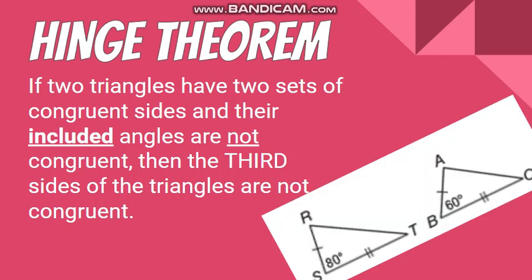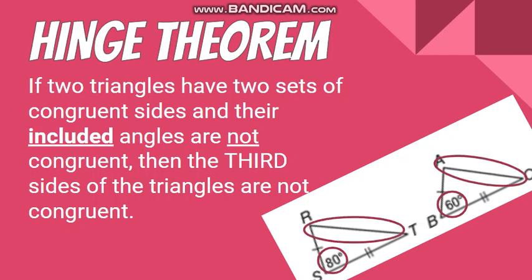One's right here. So if these are different, then these sides are not equal. We also know that if S is bigger than B, then RT is greater than AC. So let's look down at our exercises.